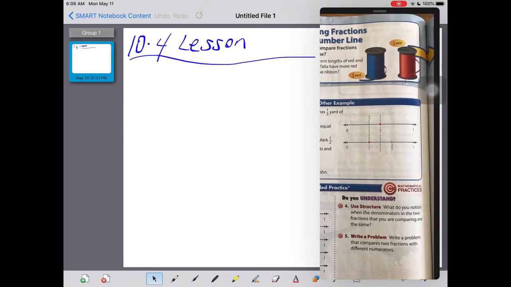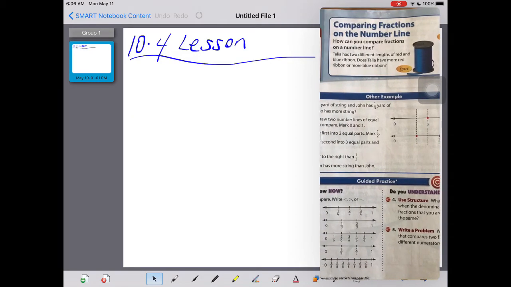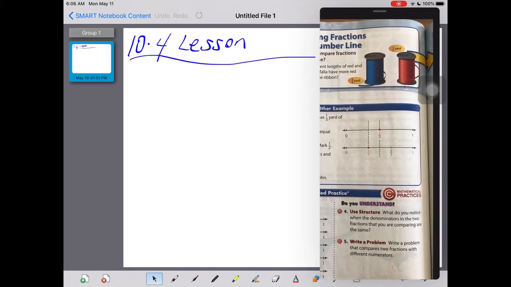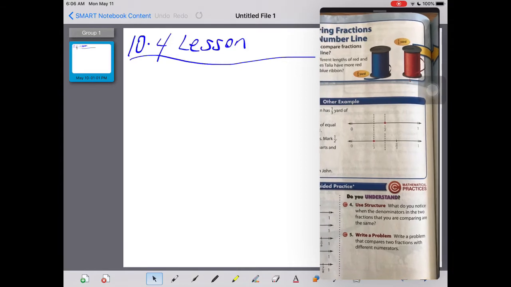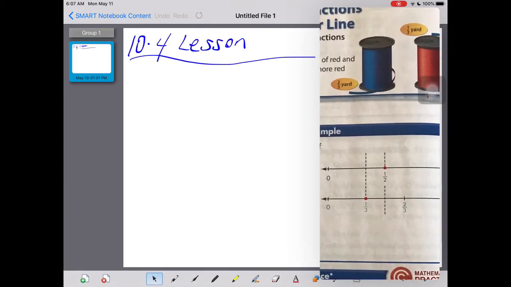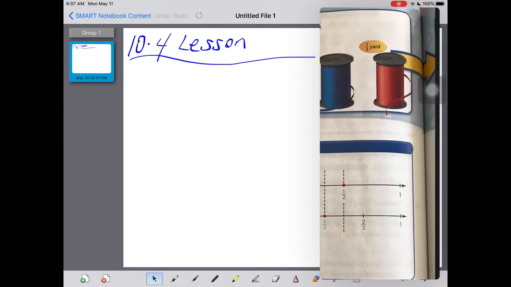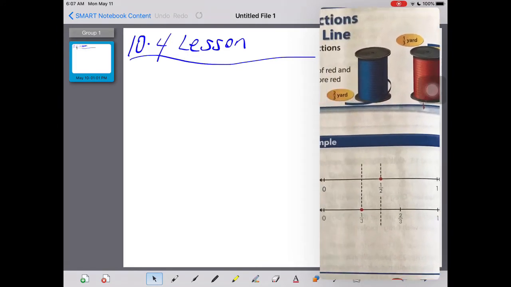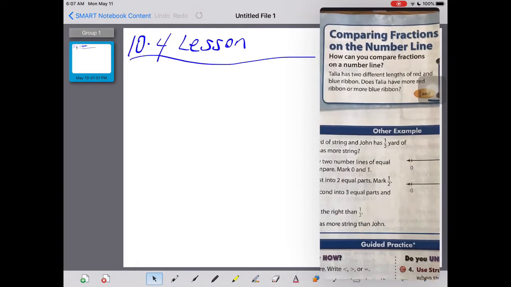So in the first example, we have someone named Talia, and she has two different lengths of red and blue ribbon. Does Talia have more red ribbon or more blue ribbon? So which one is greater? In the picture, we have the blue ribbon, which is 2/3 of a yard, and the red ribbon that's rolled up is 1/3 of a yard.